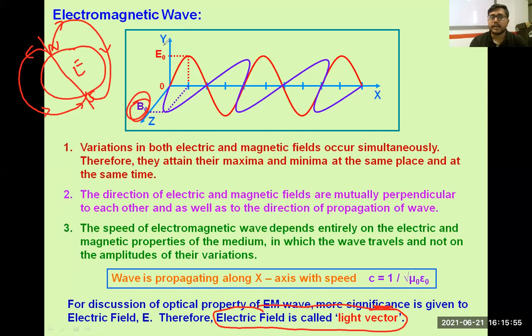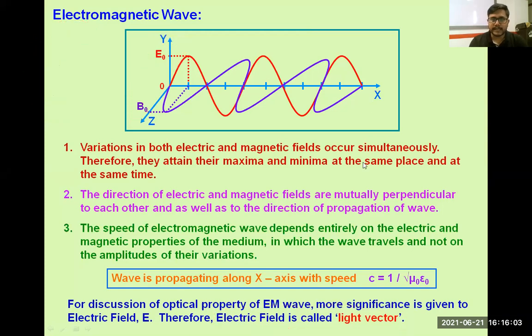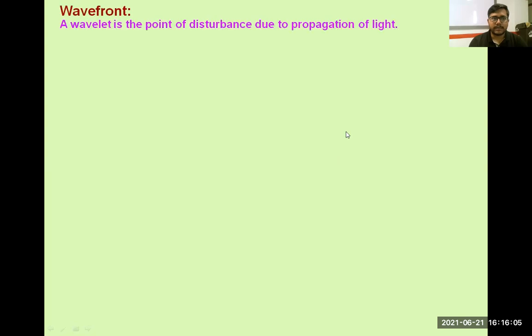That is why the intensity, or you can say more significance, is given to the electric field. Okay. So next we will see about the wave front. So first of all, let us see the definition of wave front, guys. So basically, a wave front is the point of disturbance due to propagation of light.